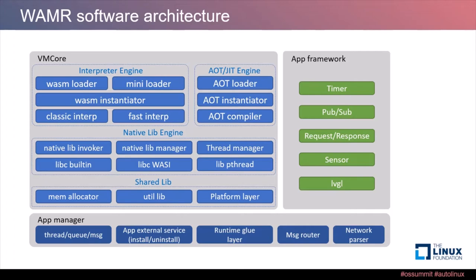Inside the VM Core, we have several components. From the bottom is a shared library used by the VM Core, including the memory allocator, some util library APIs, and the platform porting layer. And then is the native lib engine, including native lib invoker, native lib manager, thread manager, and the libc support with the built-in mode and the WASI mode, and the libc support for pthread. Then we have two engines. One is the interpreter engine and the other is the JIT/AOT engine.